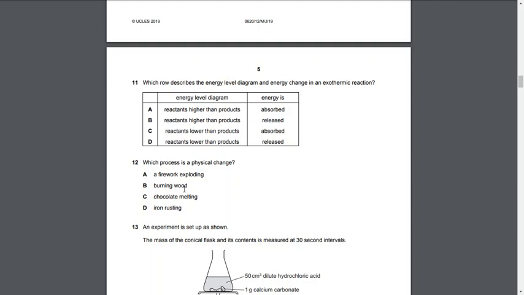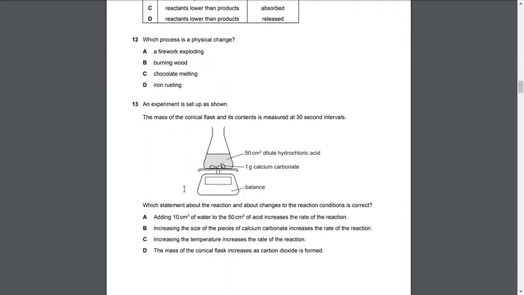Question number 13, an experiment is set up as shown. The mass of a conical flask and its content is measured at 30 seconds interval. This statement about the reaction and about changes to the reaction conditions is correct. So here you were supposed to look at the setup, and we're gonna read all the options.